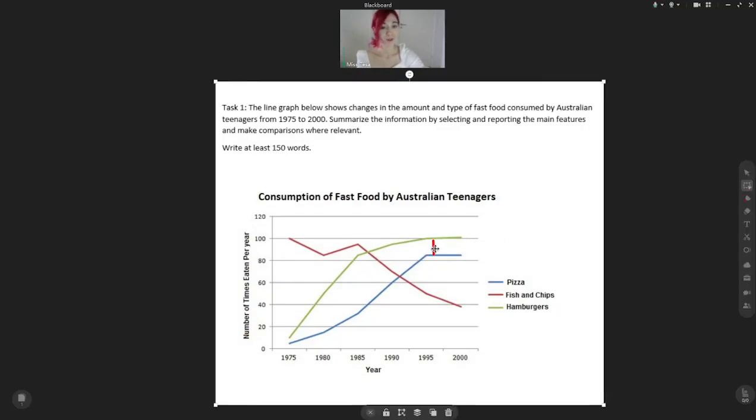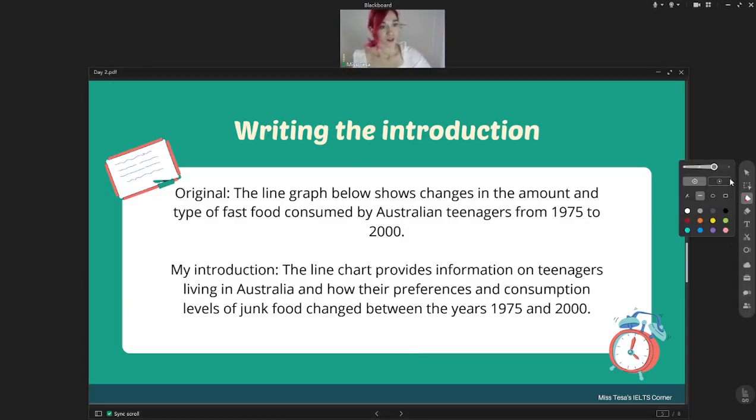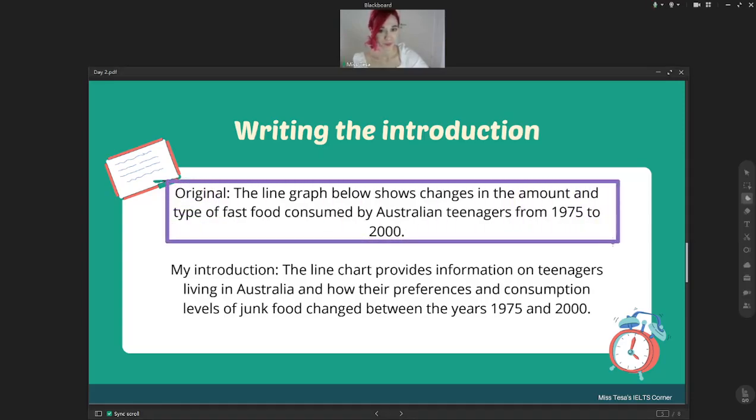And like we said, the first paragraph is the introduction. Okay, so I wrote 2 introductions for you guys. One is a bit simpler and the other one is on a bit more complex level. So, like we said, we have the original one here. The line graph below shows the changes in the amount and types of fast food consumed by Australian teenagers from 1975 to 2000. Okay, so there are a few things that we can paraphrase here.